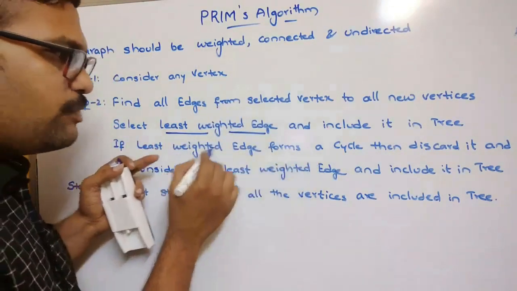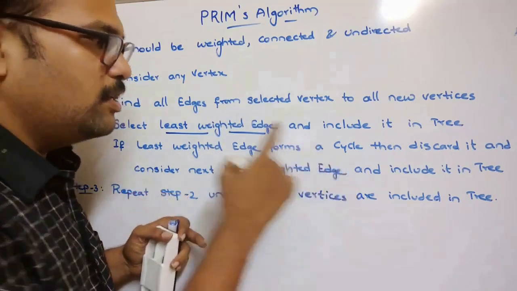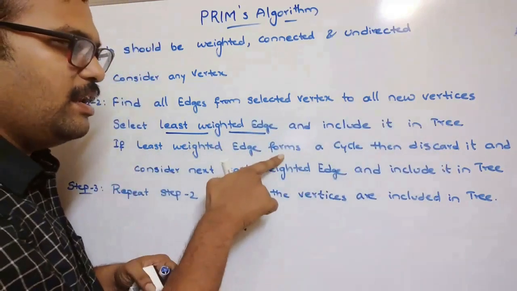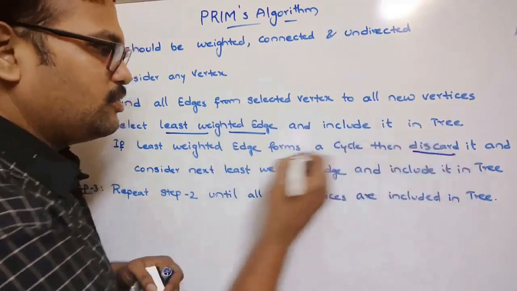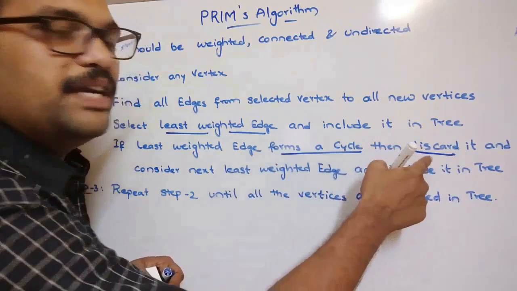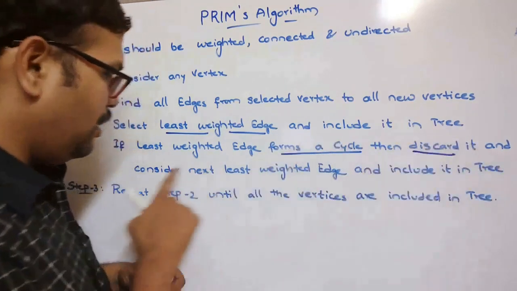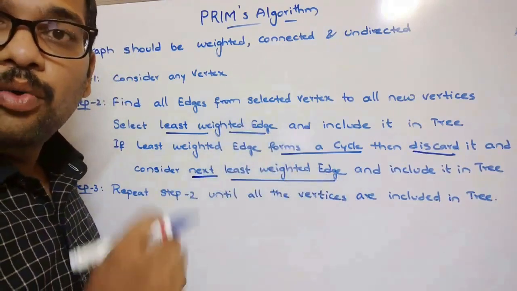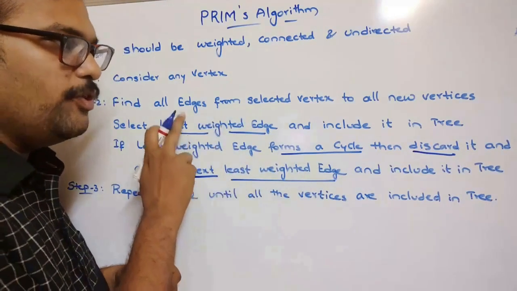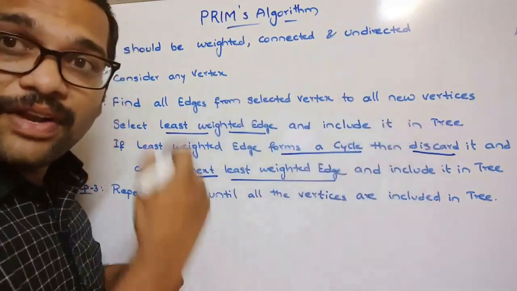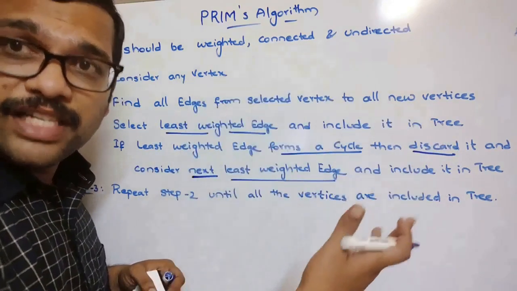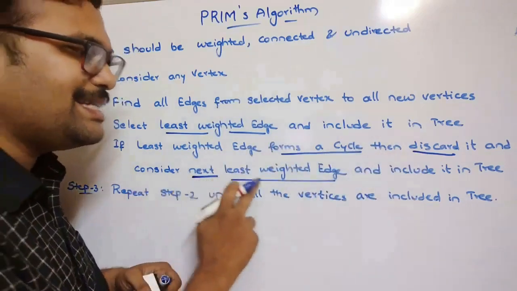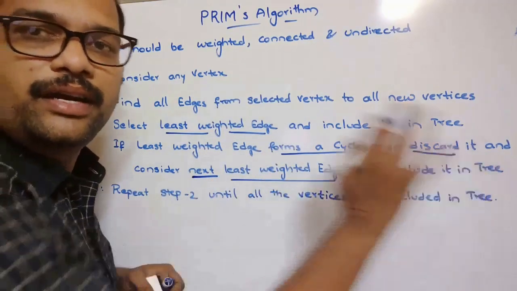If you include this least weighted edge in the tree and it forms a cycle, then simply discard it and consider the next least weighted edge. So once you find the least weighted edge, you include it in the tree. After including it, if it forms a cycle, simply discard that one and consider the next least weighted edge and include it in the tree.